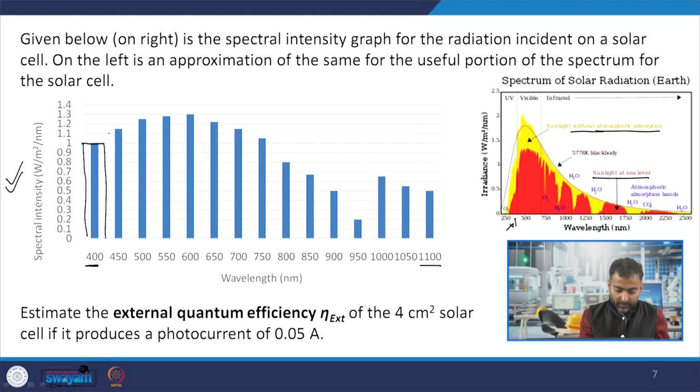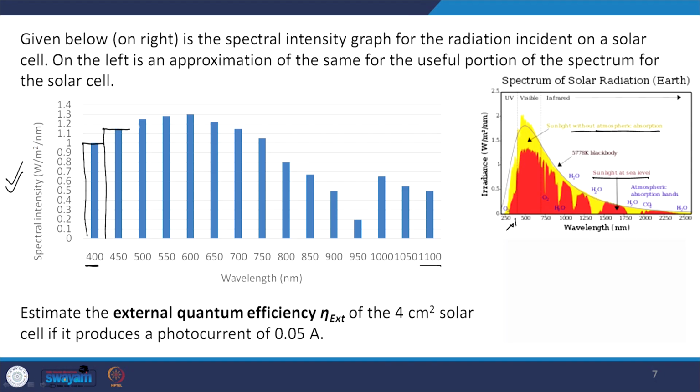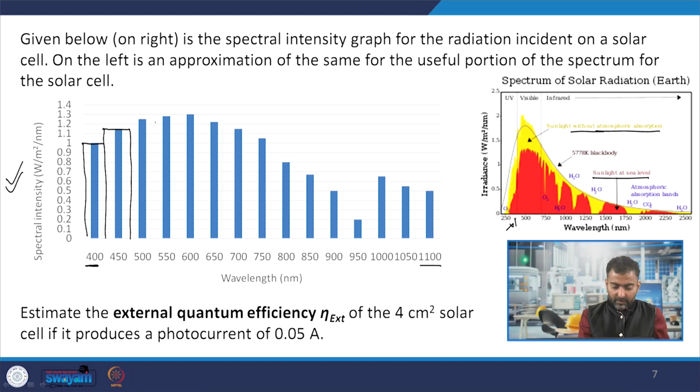Then from 425 to 475, the value is around 1.15 watt per meter square per nanometer. From 475 to 525, the value is around 1.25 watt per meter square per nanometer, like that. So, the spectral intensity values are in watt per meter square per nanometer, and I am just making a simplified assumption for ease of calculation, because we want to do a simple numerical manually.